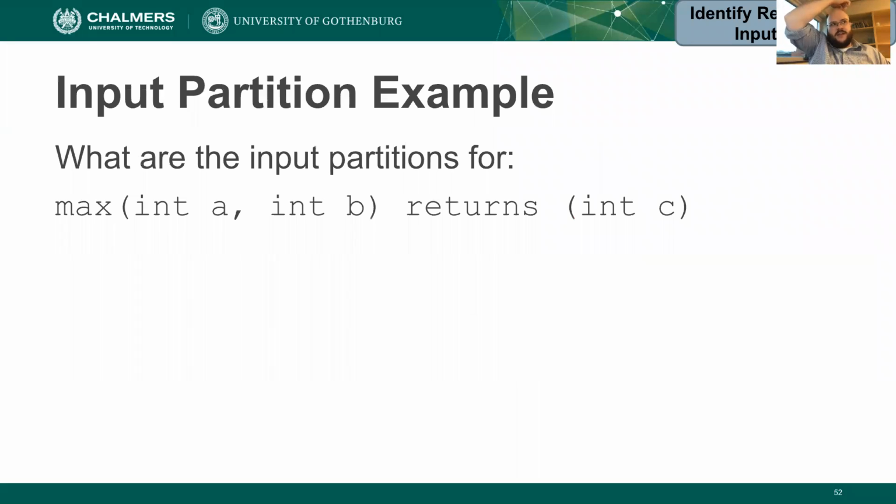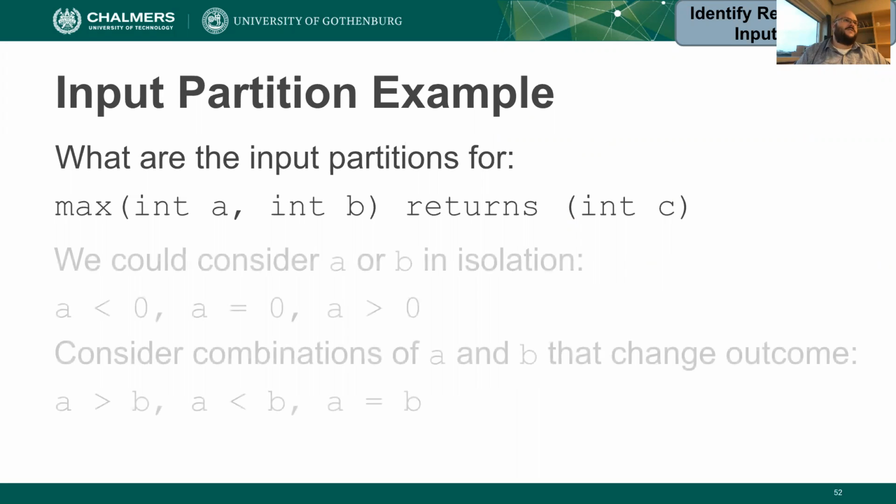So we can take a look again at just another example. Here we have a max method that takes in two integers and returns whatever the largest of those two is, right? So dead simple. And we can think a little about what we would do if we were going to test this.